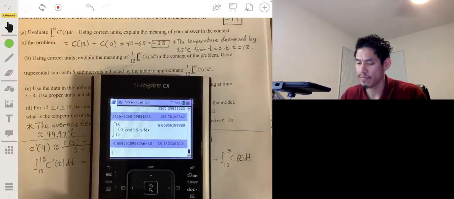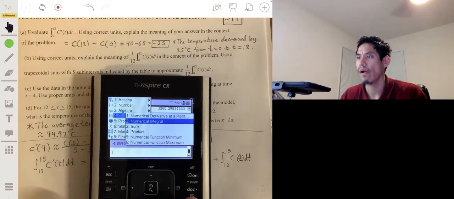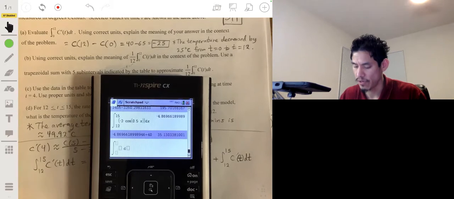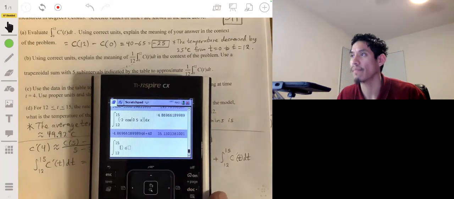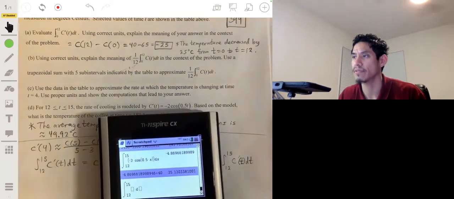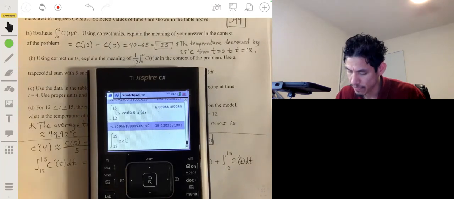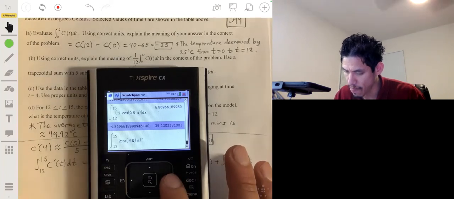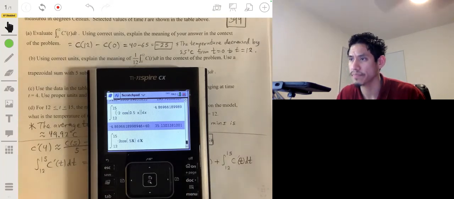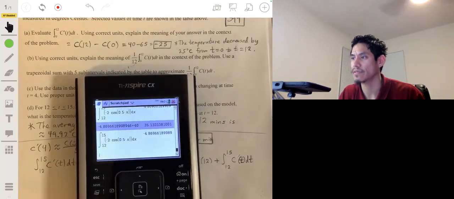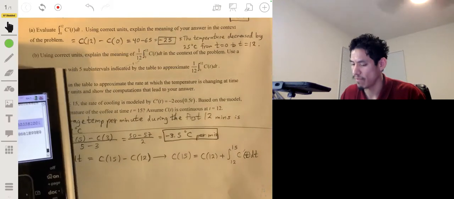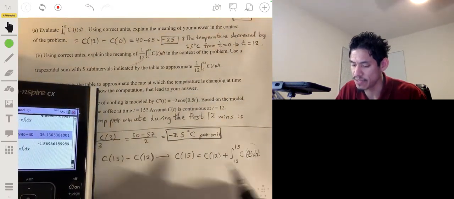We're going to go to menu, go to calculus, and find the numerical integral. We're going to go from 12 to 15, entering our function carefully: negative 2 times the cosine of 0.5x instead, dx. And we're going to get negative 4.8966, and so on. Now that gives us this value.